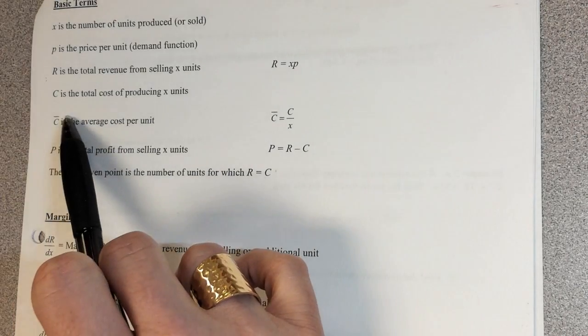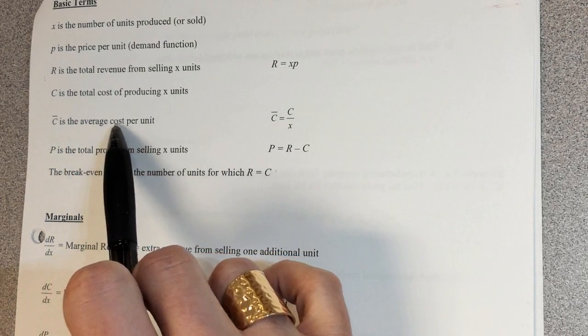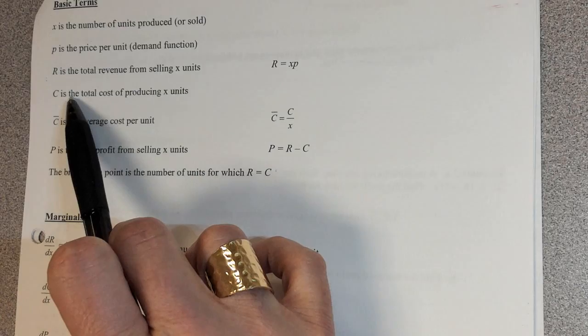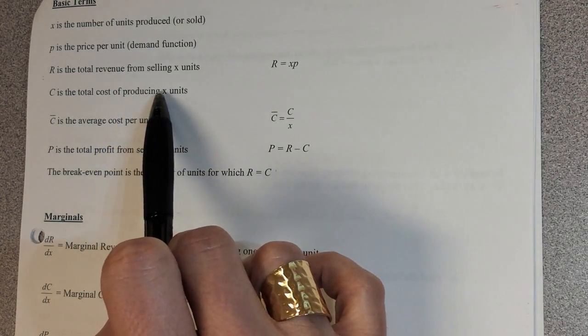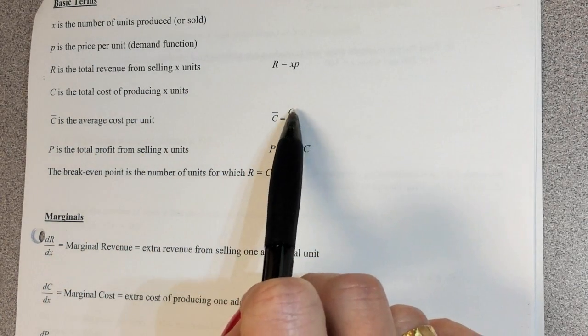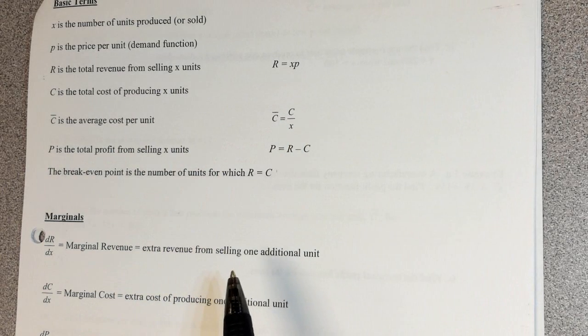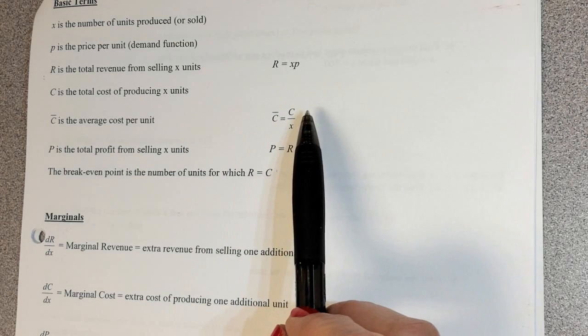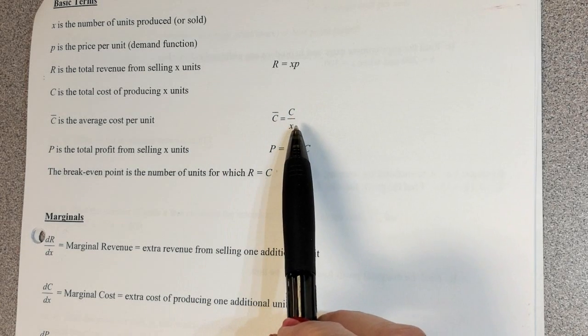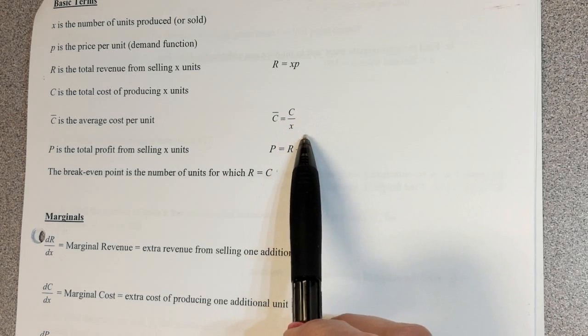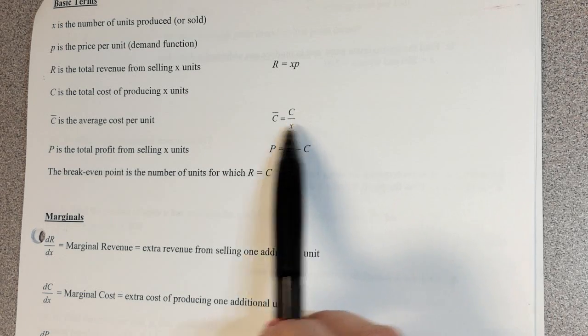Once again, C bar, back up here, is going to be the average cost per unit, because C tells us the total cost of producing the units. So if they say, we made 1 million of these TI calculators and it cost us 12 million, and I want to find the cost for 1 unit, I would do the 12 million divided by, wait a minute, the number of units, right? That would tell us what the average cost for 1 unit would be.